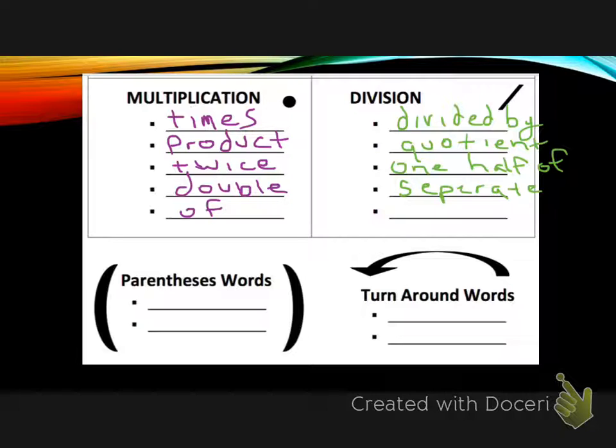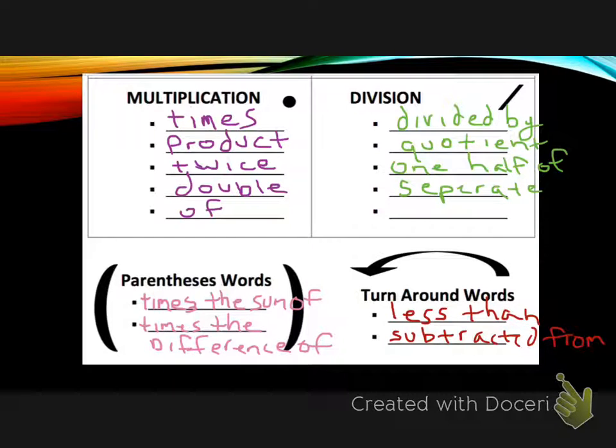Now, if you're trying to figure out words or phrases that maybe you're going to be putting in parentheses, you're going to be looking for some words like times the sum of or times the difference of. These are a couple key words that you might look for to figure out that you need to put parentheses around an expression. Now, some tricky ones that are going to get you are called the turnaround words.